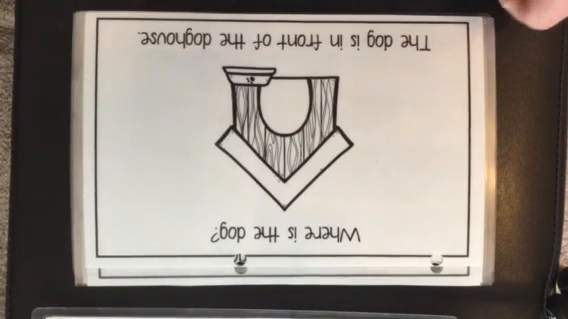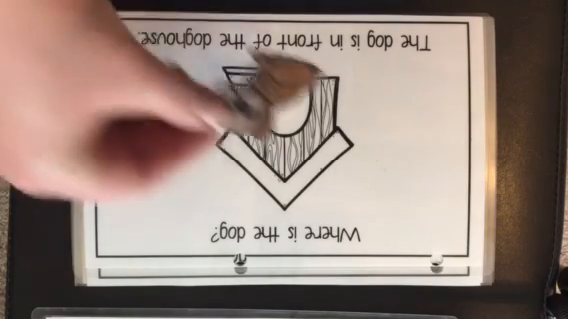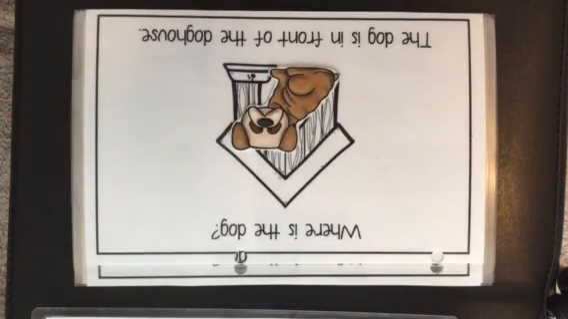The dog is in front of the doghouse. Point to where he should go. He's in front of. Where is the dog? In front of, in front of. Where is the dog? He's in front of the doghouse.